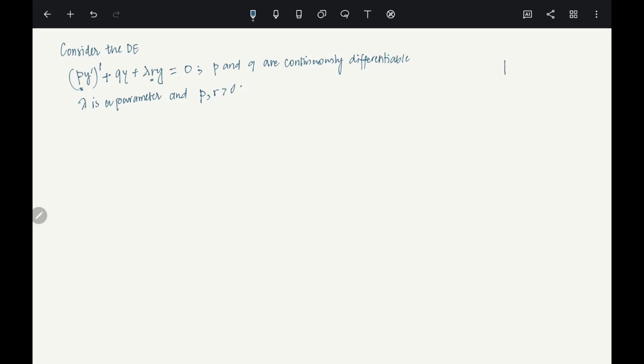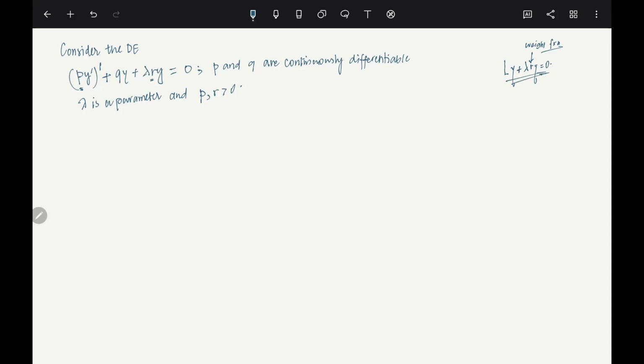You see, first of all, we are going to write it like this: Ly plus lambda ry equals to 0. Clear? This r corresponding to lambda will be called a weight function. This is called a weight function. Is this okay? We will write this operator like this: Ly plus lambda ry equals to 0. Is it okay? This is the form which you are going to write.